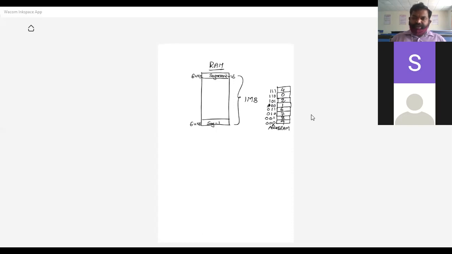Now you tell me, the RAM size is 64 KB. 64 kilobytes means how many memory locations? How many digits are required? Someone says the size is 1 MB, not 64 KB. Yes, in 8086 it is 1 MB. That's okay, but I am taking the example of a 64 KB RAM.